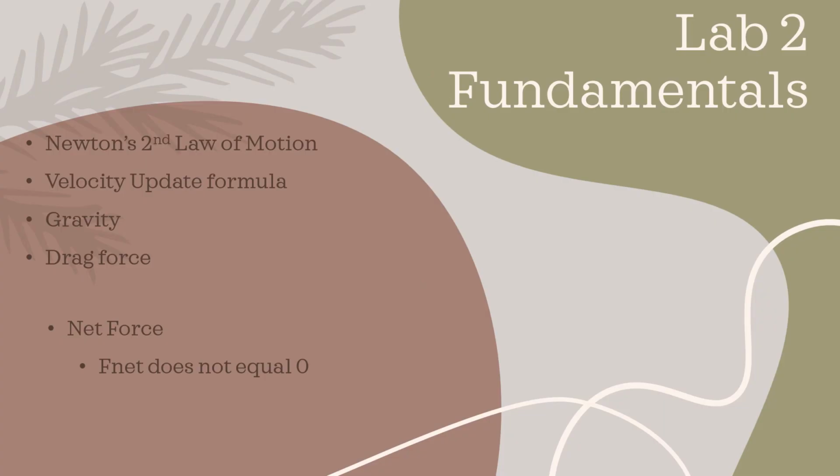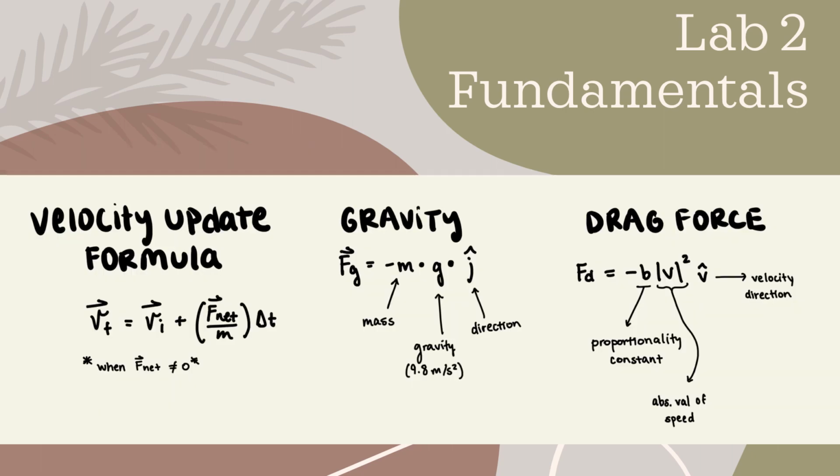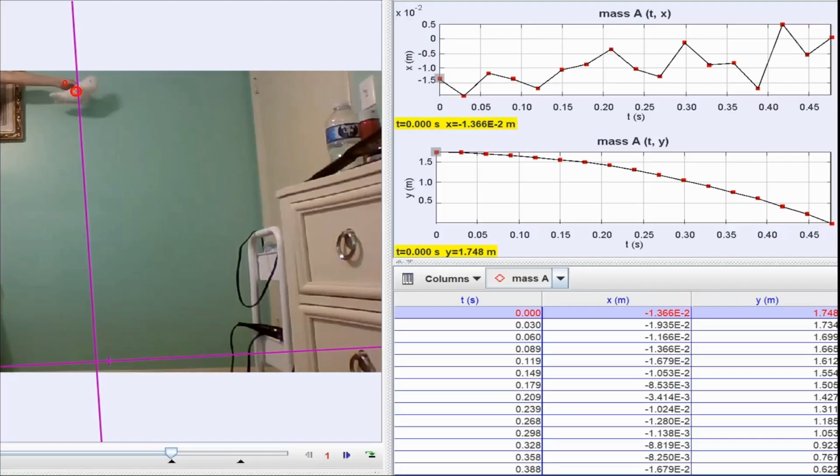Alright, here are some things you need to know beforehand. First is Newton's second law of motion, more specifically the velocity update formula, the gravity and drag force, which are new to us, and keep in mind that net force does not equal 0 in our experiment. The force of gravity can be measured through negative mg j hat, where m is for mass, g is for gravity, which has a coefficient of 9.8, and j hat is the direction. Drag force can be measured by multiplying the proportionality constant times the absolute value of speed and the direction of velocity.